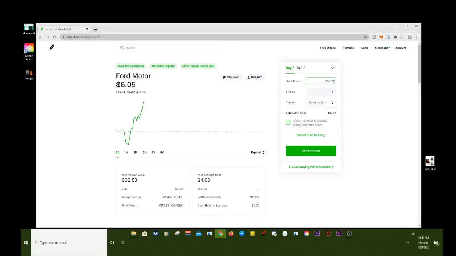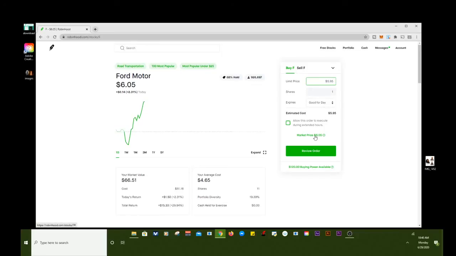If Ford gets to, let's say, 5.95, I want you to execute and buy one share anytime today, before the market closes. Right here, during extended hours, you can allow it to execute, but I'm not going to do that. Right now, the market price is 6.05. If we get to 5.95, then it will automatically purchase that one share at 5.95.